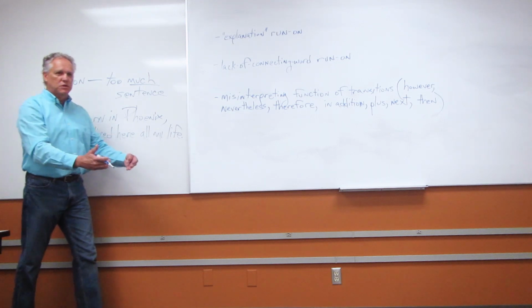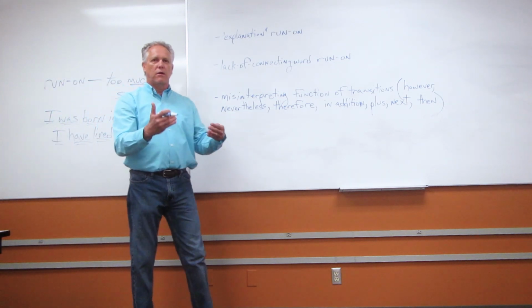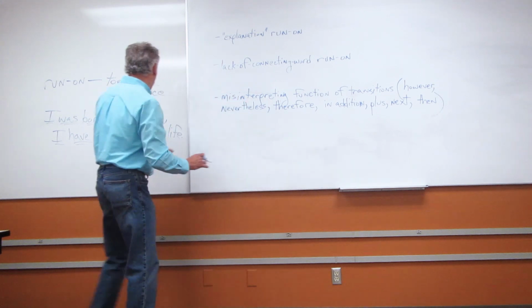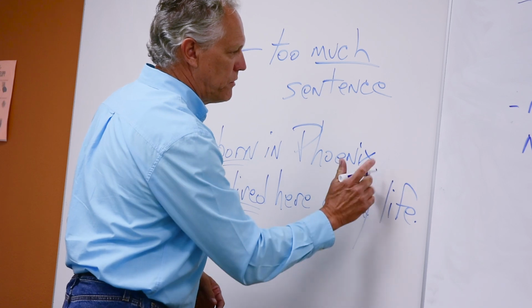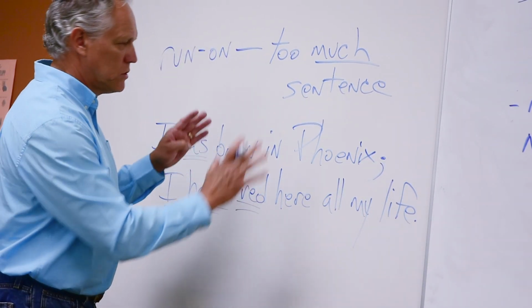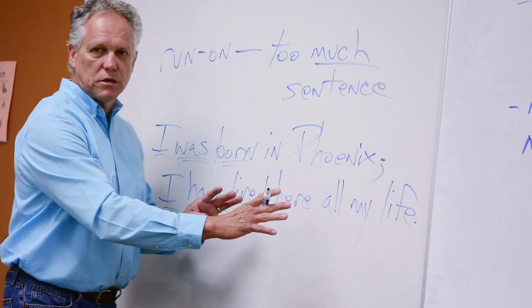So the sentence keeps going. Where is the connection between them? There is none. So we have to stop. We have to put a period here. We have to put a semicolon here. Something that will stop the thought, and then we go on to the next thought.